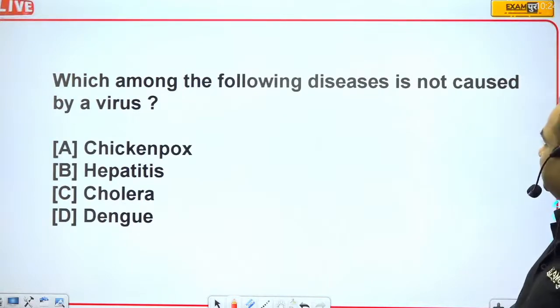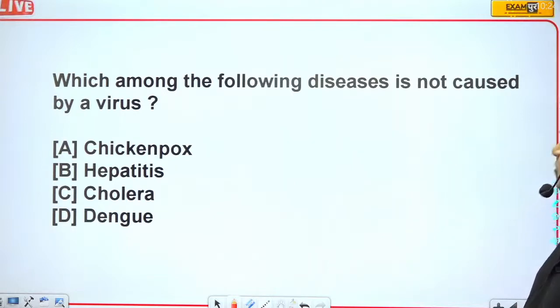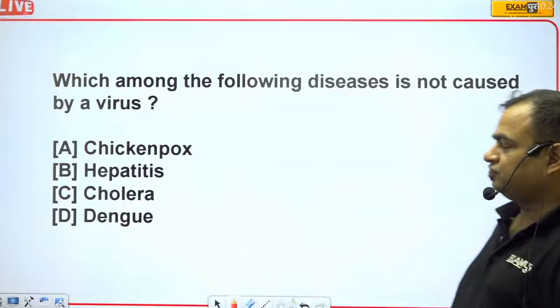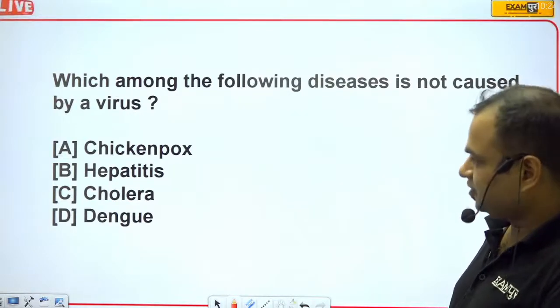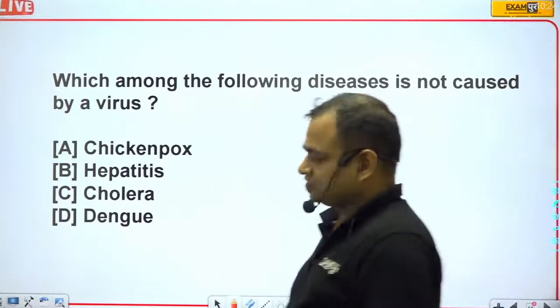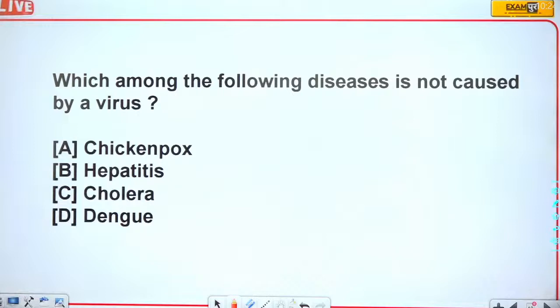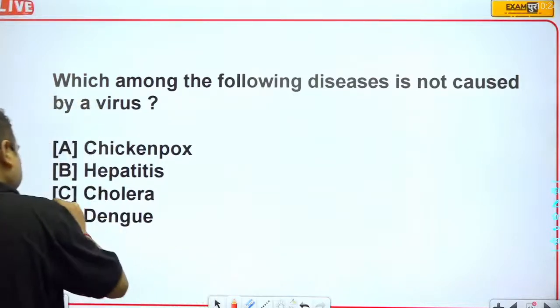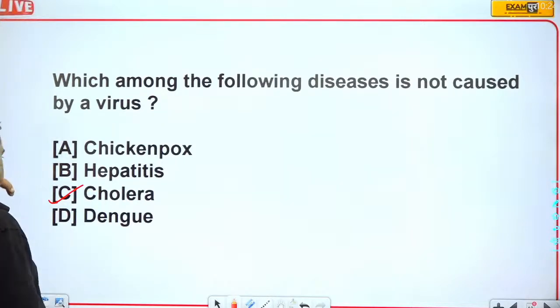Which among the following diseases is not caused by a virus? Chickenpox, hepatitis, cholera, dengue. Which one is the correct answer? Okay, so this is very important. Actually, here cholera is the correct answer.